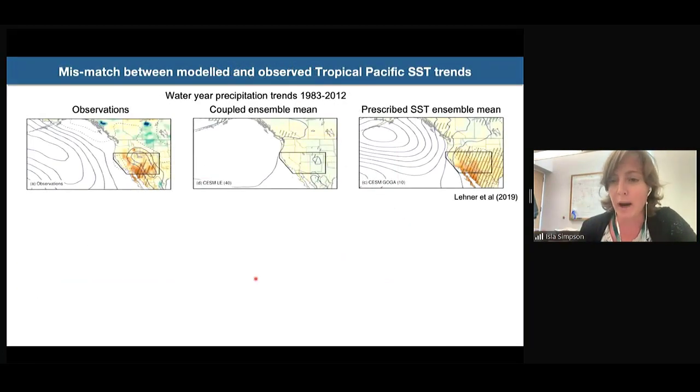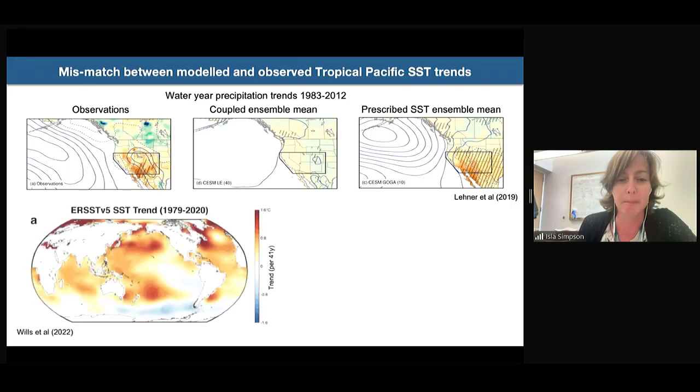So first of all, a reason why we care about what the tropical Pacific is doing: this is analysis from another paper by Flavio Lehner, which is looking at trends in precipitation over the US Southwest. And so in observations, we've had a drying trend over the last few decades. If you look at coupled model ensemble mean projections here, you don't really see much of a signal. But if you give that same model the observed time evolution of sea surface temperatures, you get the drying.